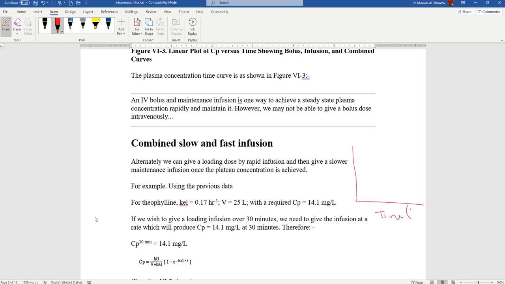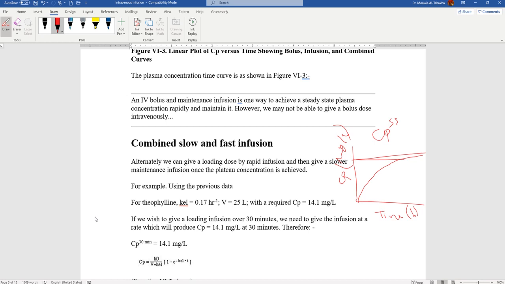Okay, by hour and concentration, of course in micrograms or milligrams per liter, whatever. Okay, now the first question is, what is your target? This is my target, this is my CPSS. Okay, usually, as I said, we need a very long time to reach my CPSS.